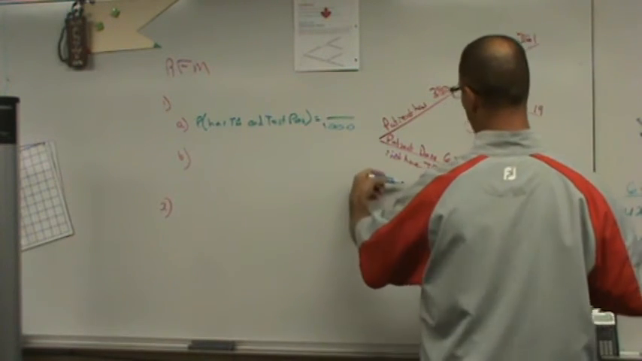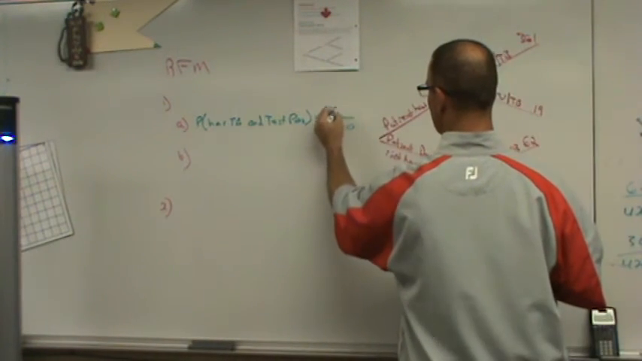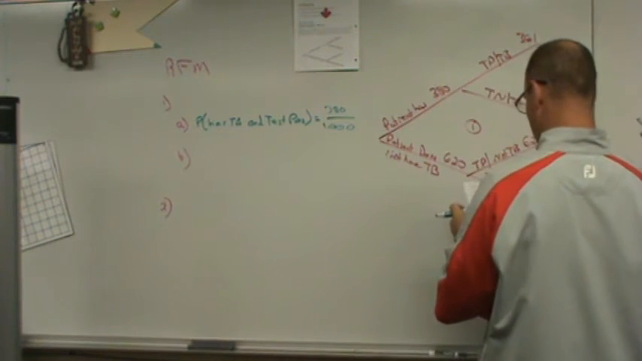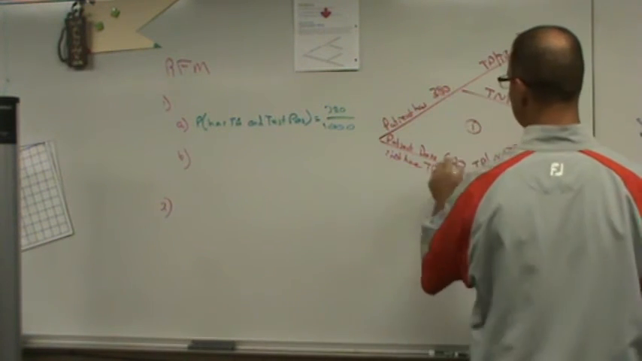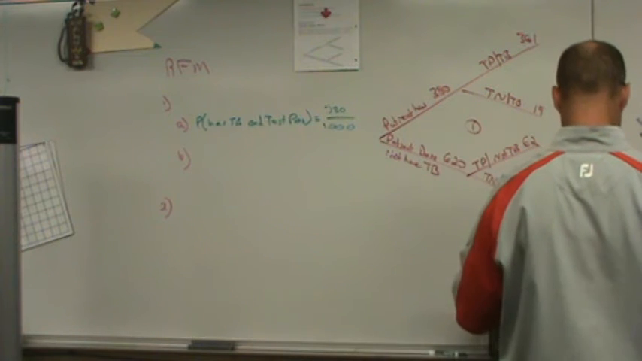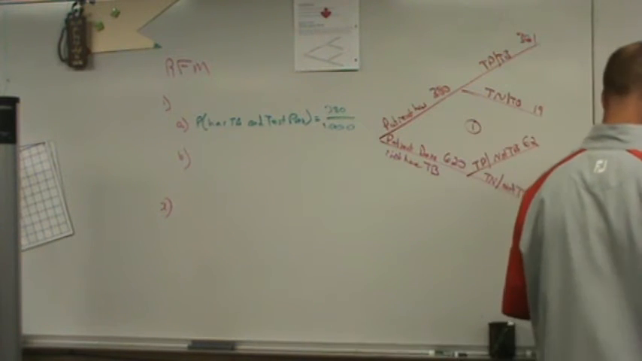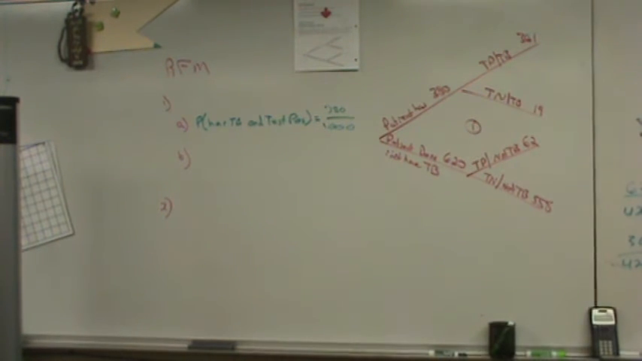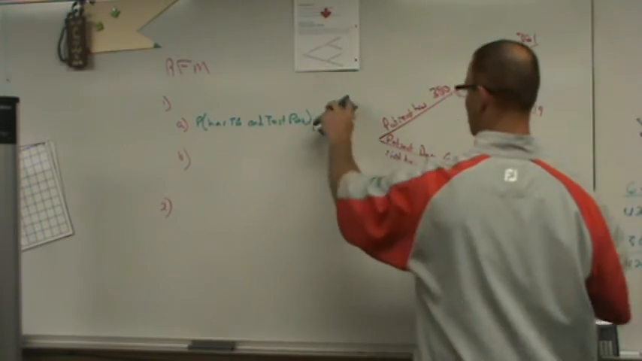And then what's the probability of has TB? That's 380, okay? Or excuse me, 361. Not has TB, okay? Has TB and test positive. Okay? We got to make sure we test positive. All right, so that's 361.